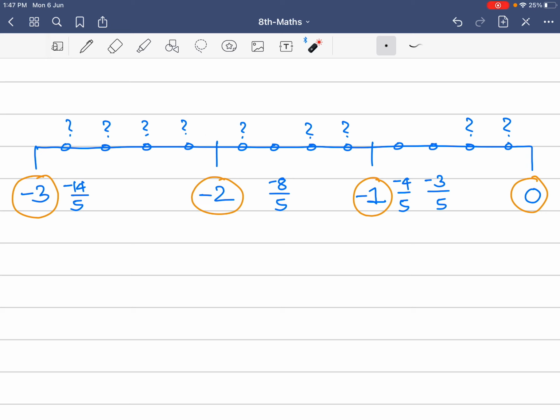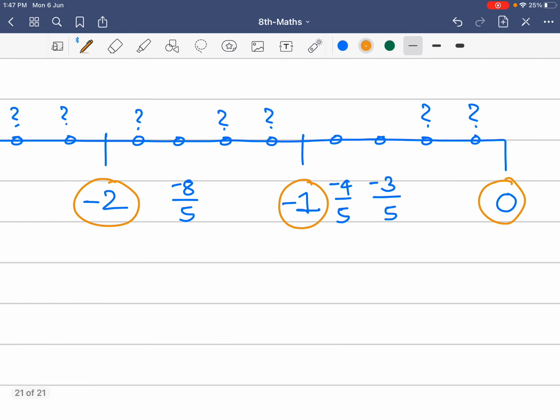First and foremost our job is to find the equal parts between any two whole numbers. So 1, 2, 3, 4, 5. 5 equal parts have been made between these two whole numbers. Same goes with these two. There are 1, 2, 3, 4, 5. Same 1, 2, 3, 4, 5. So we have 5 equal parts between any two whole numbers, and now our job is to start filling them. We're going to start filling them from 0 towards the left hand side.